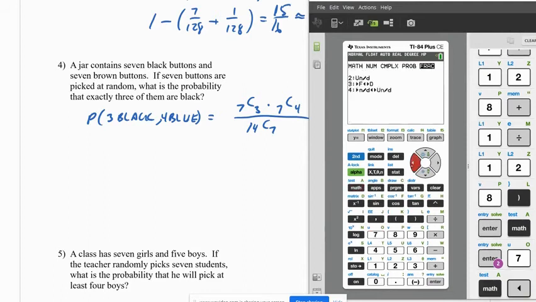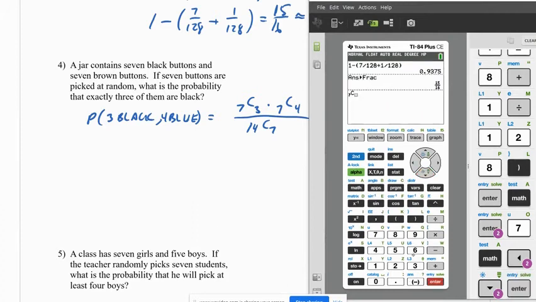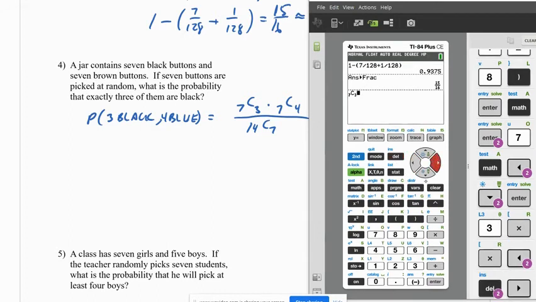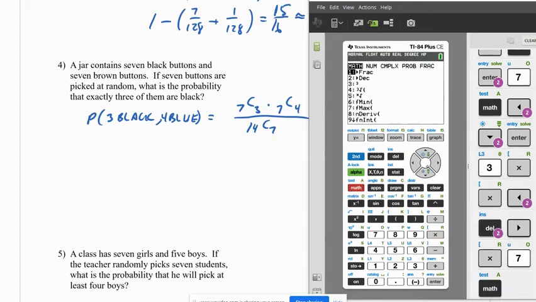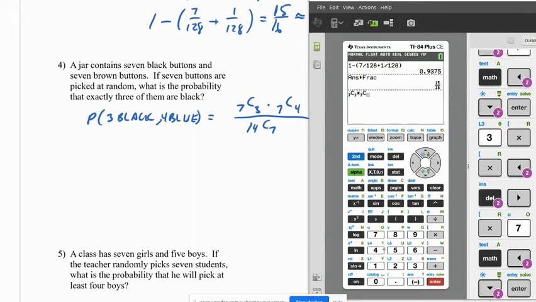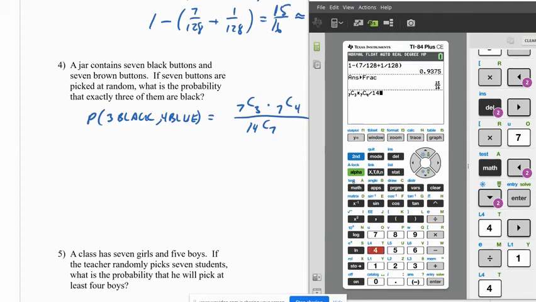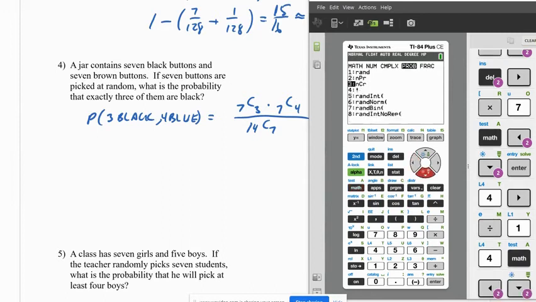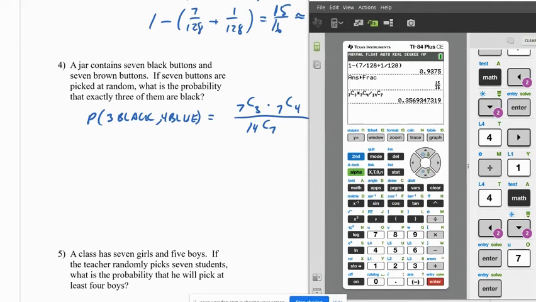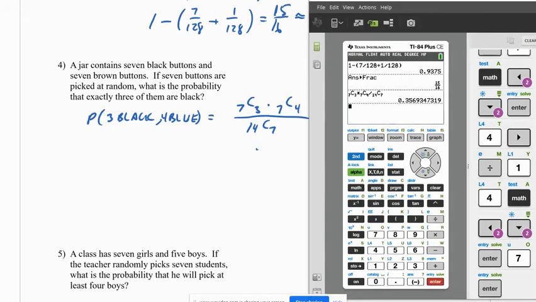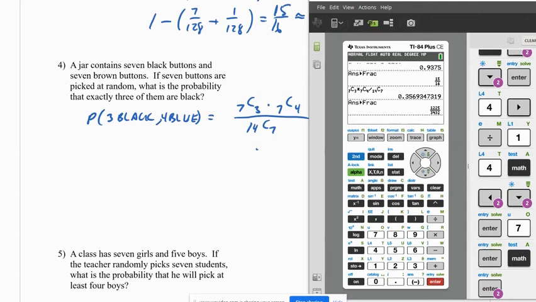So this will be 7 choose 3 times 7 choose 4, divided by 14 choose 7. So that's about 35.7%. Or math frac is 1225 over 3432.